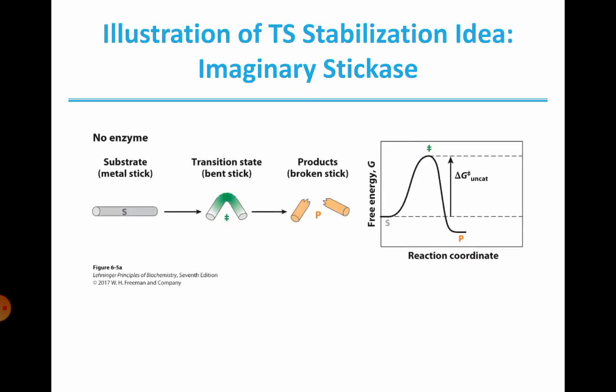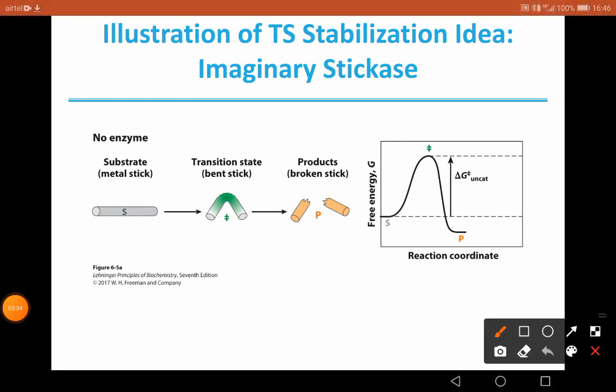Yeah, this is an illustration of the TS stabilization idea. So this is the substrate, imagine it as a stick model. In the transition state, we can see this stick is undergoing a bend, and the product is a broken stick. So the energy required to reach the transition state is quite high.